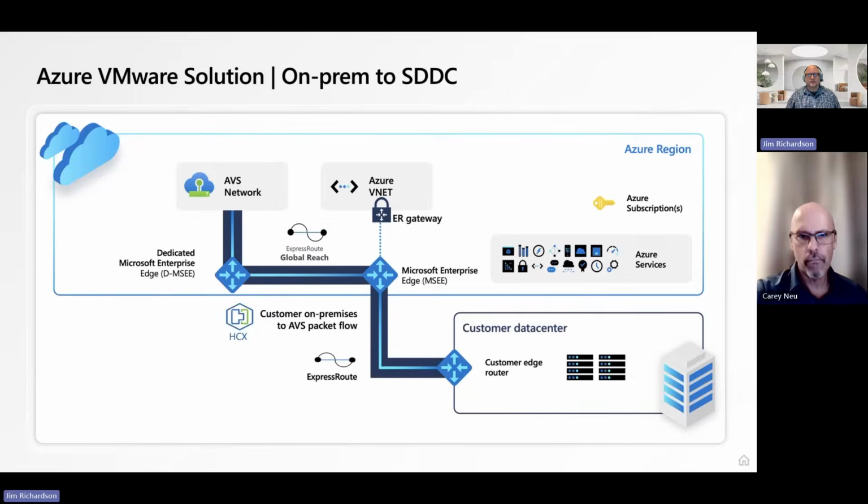Okay, and then here's an example of going on-prem straight to the dedicated data center. They're talking about Global Reach there, which means you can now access not just different data centers in Azure, but also on-prem data centers. And that's what ExpressRoute Global Reach means.